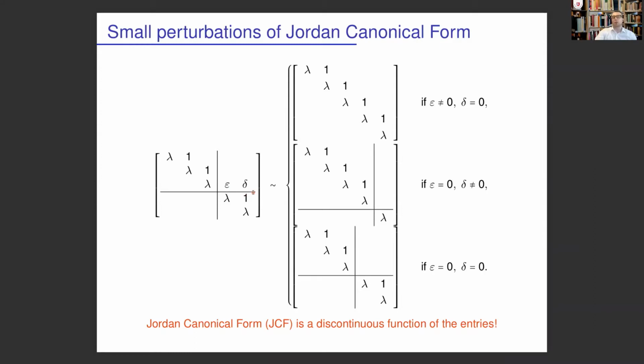If we want to find the Jordan canonical form of such a matrix, then it depends on the values of epsilon and delta. If both of them are 0, then the matrix is already in Jordan canonical form, and it's this matrix below, which is 3 by 3 plus 2 by 2. If epsilon is 0, but delta is non-zero, then the Jordan canonical form of such a matrix is a 4 by 4 Jordan block plus 1 by 1 Jordan block. And if epsilon is non-zero, then we have a single Jordan block of the size 5 by 5. So it tells us that the Jordan canonical form is a discontinuous function of the entries of the matrix. This is something we cannot change, but we can investigate this problem.